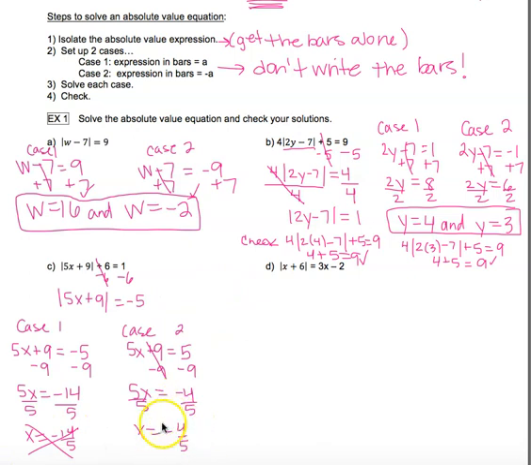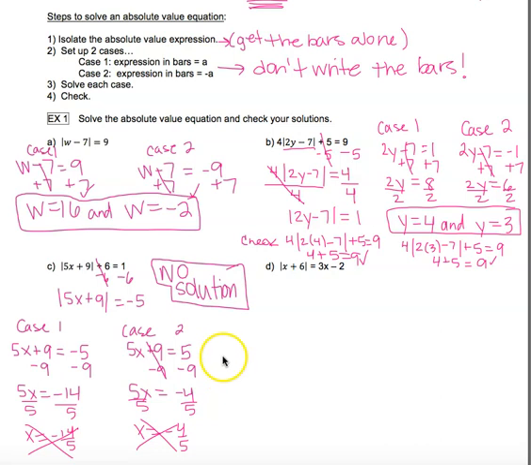So now I try to check this guy. So plug it in. 5 times negative 4 fifths. The 5s just cancel, so that gives me negative 4. Negative 4 plus 9 is 5. Absolute value of 5, still 5. And 5 plus 6 is 11, not 1. So neither of these work. This is no solution.